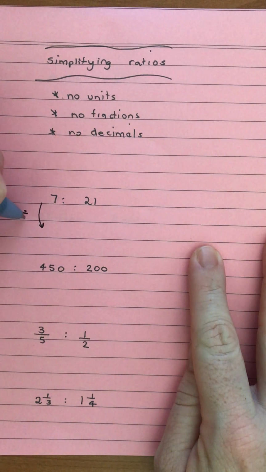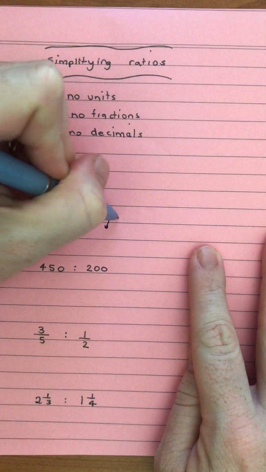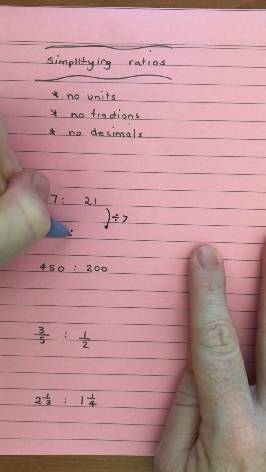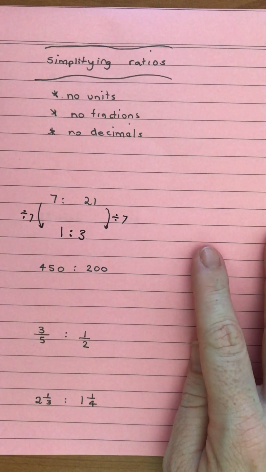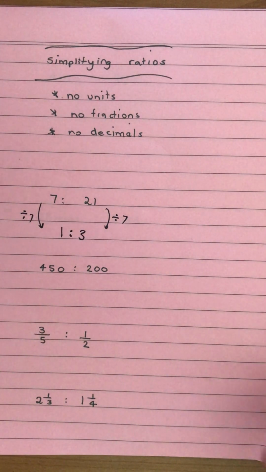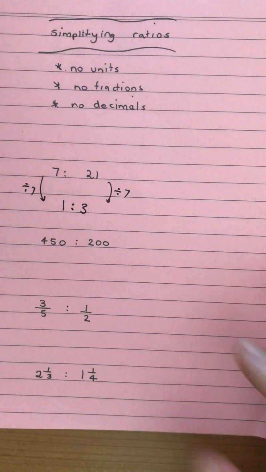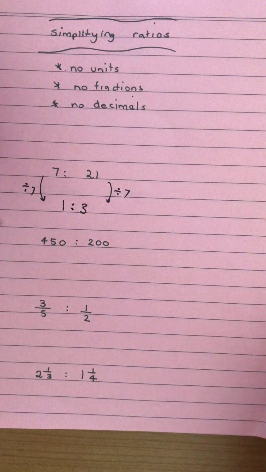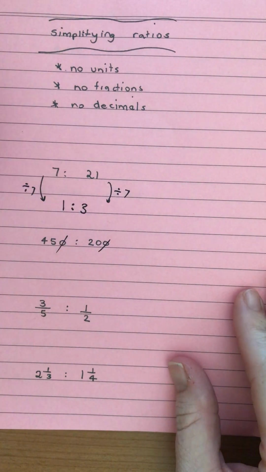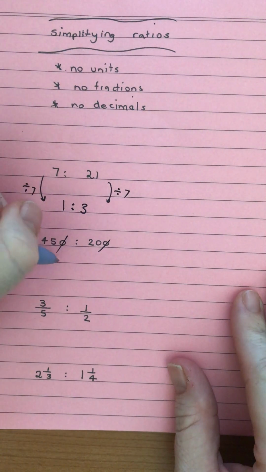So we're going to divide both sides by 7, and we get 1:3. Now, if you've got a 1 in your ratio, you know you're in your simplest form. Otherwise, you're looking for any common factors between the two. Here we've got 450:200. So to start with, I'm going to divide both sides by 10 by crossing out a 0. And then I get 45:20.